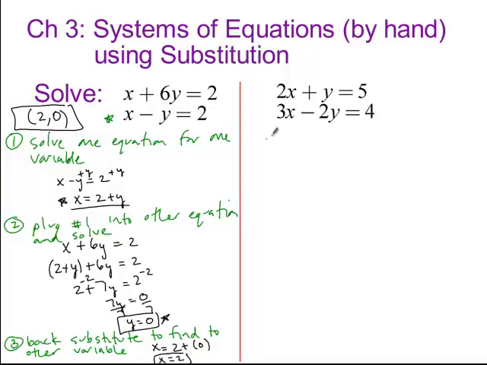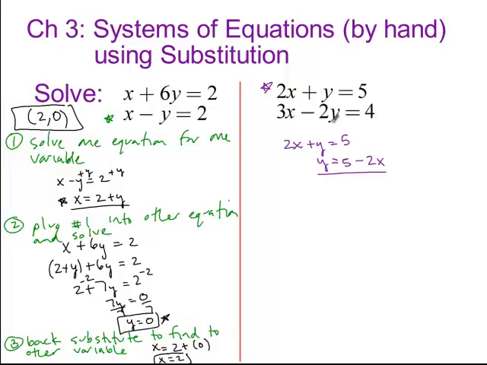Step 1, you're going to solve one of the equations for one variable. So when you look at these, you usually want to find the variable with a leading coefficient of 1. So here we're looking at a y. So I'm going to take my equation 2x plus y equals 5, and I'm going to solve for y. So to do that, I'm going to subtract 2x from both sides. I have 5 minus 2x. So there's my first step.